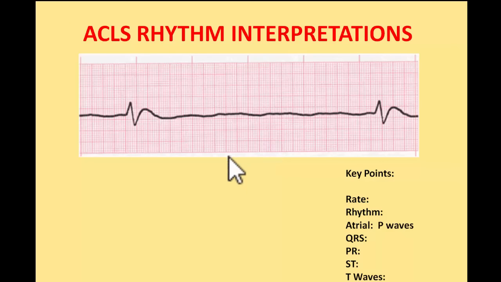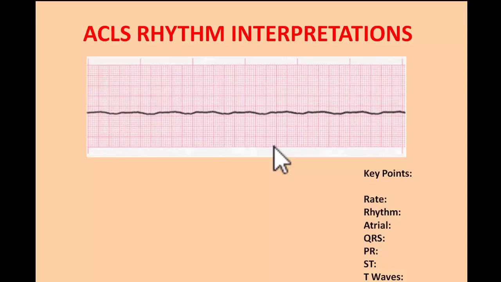This is what we call agonal ventricular rhythm. We see an occasional ventricular beat here and there, but for practical purposes we more or less have a flat line, and this we see in the final stages of prolonged CPR. The prognosis is very poor. The treatment would be similar to that of a patient with asystole.